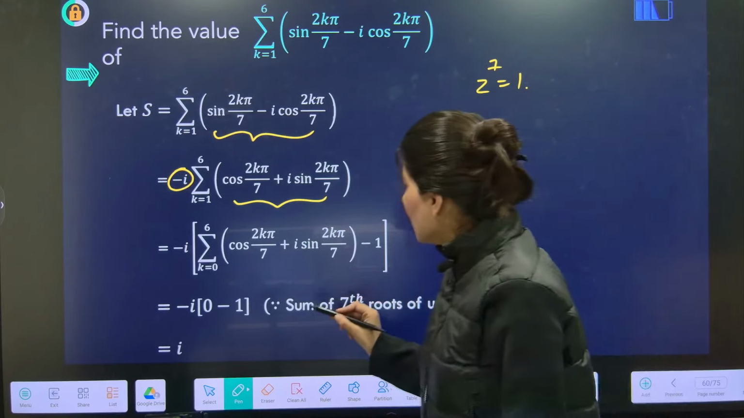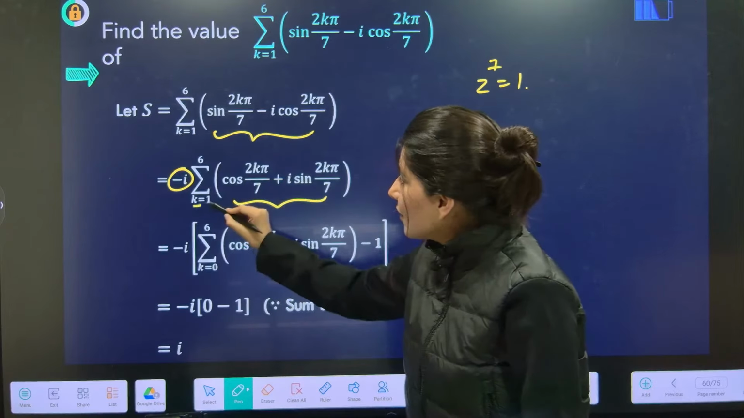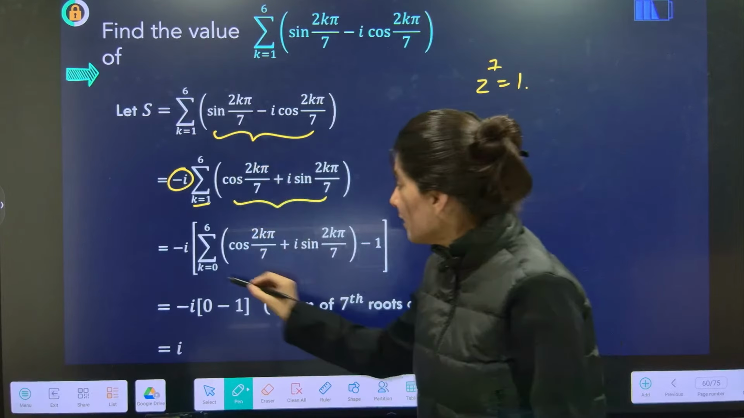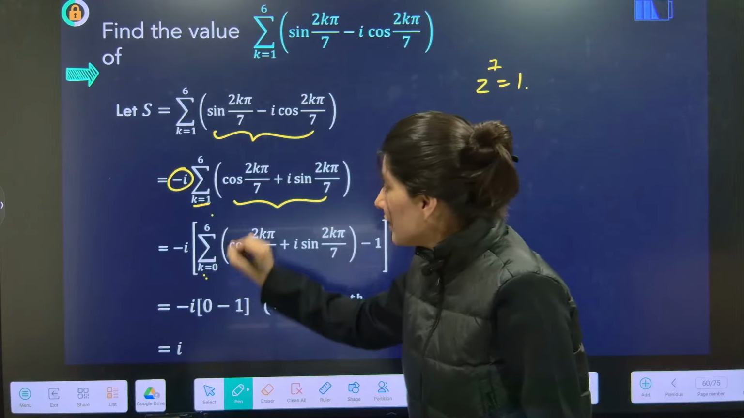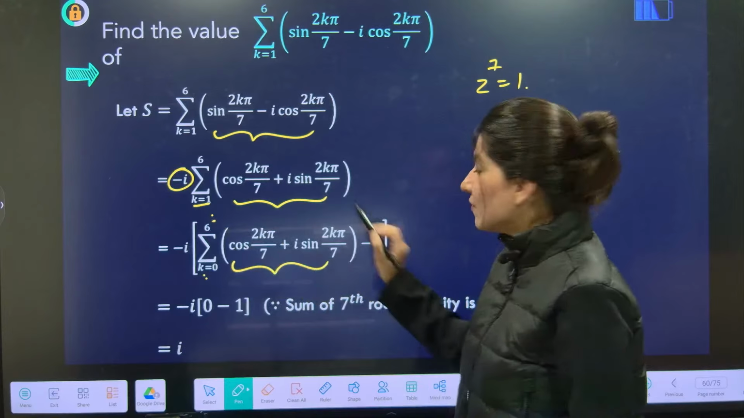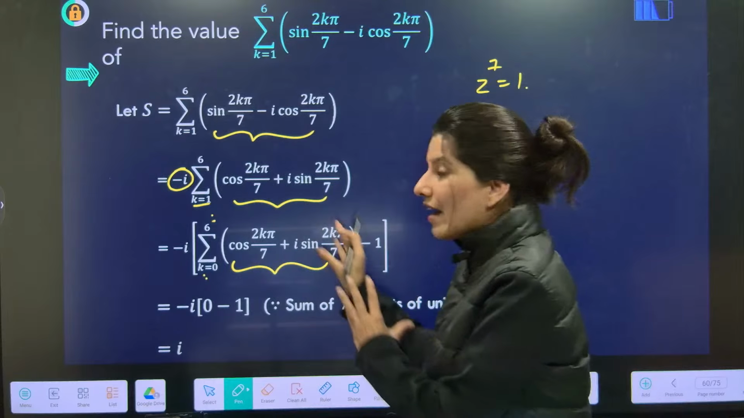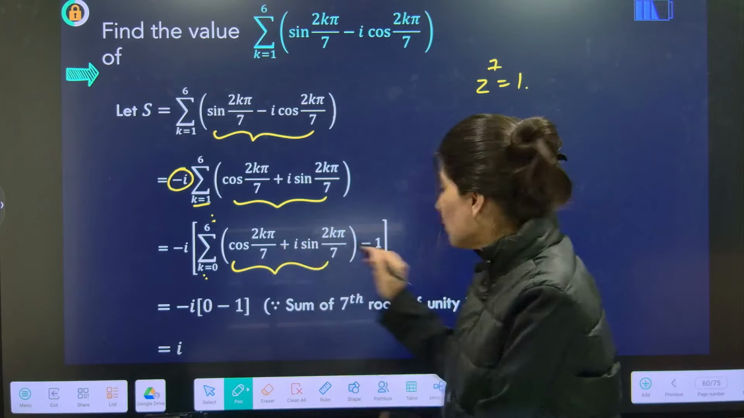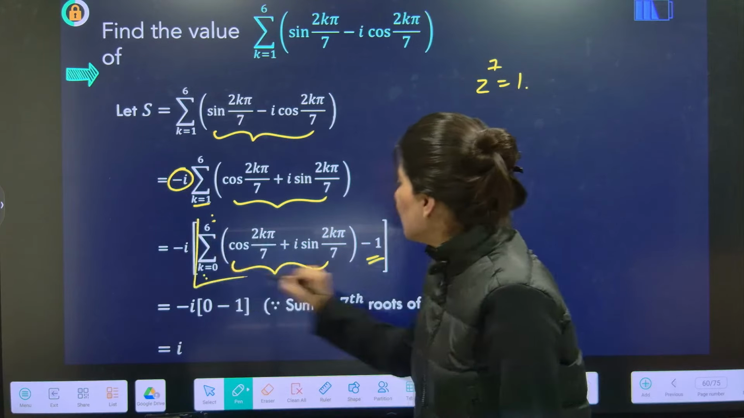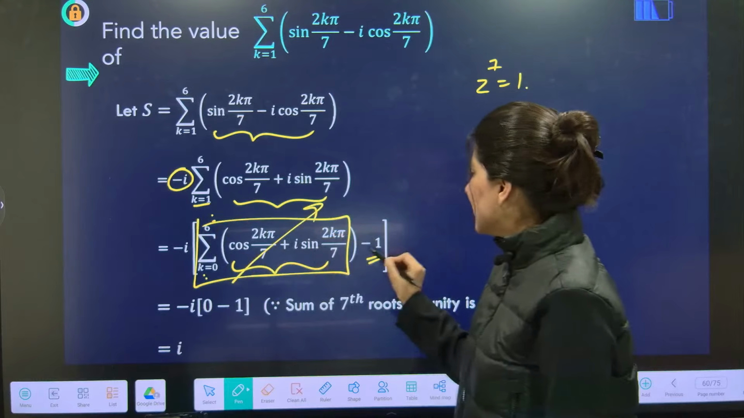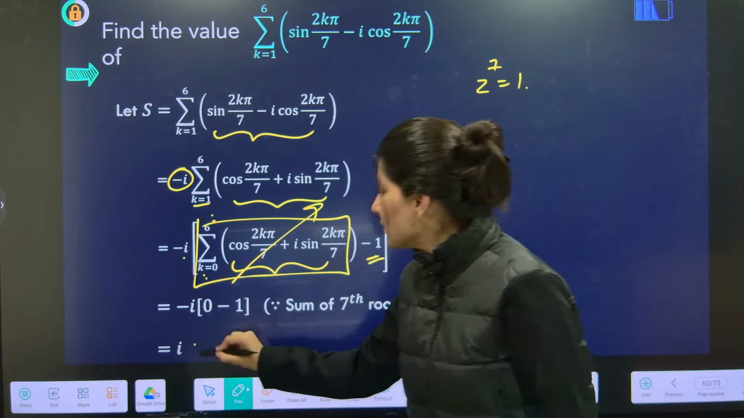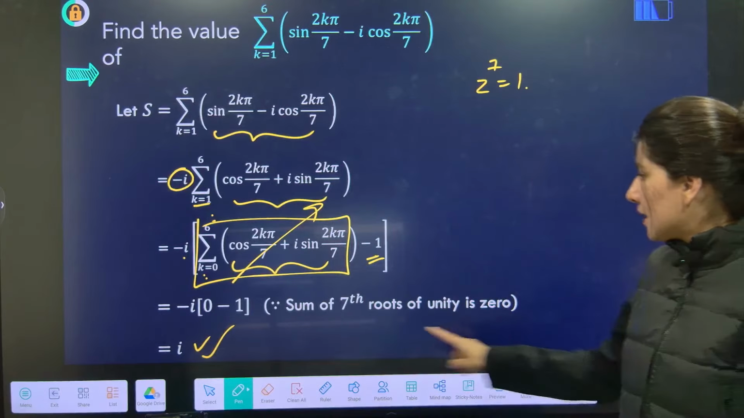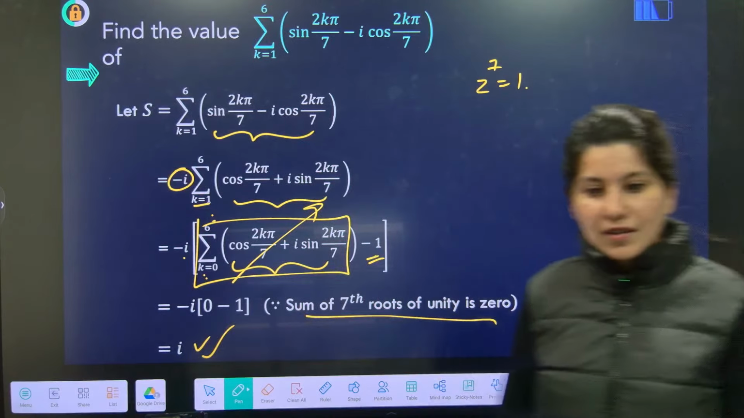Okay, so what we are doing is, we are actually starting with 1, right? 1 to 6, but we need to start with 0 to 6. If you start with 0 to 6, so now it has all the roots including 1. So basically you have added a 1 in this, so you have to subtract it. Sum of all the roots is 0. We know that, we have just seen this. So minus iota into minus 1 is iota. Okay, sum of 7th roots of unity is 0. Got it?